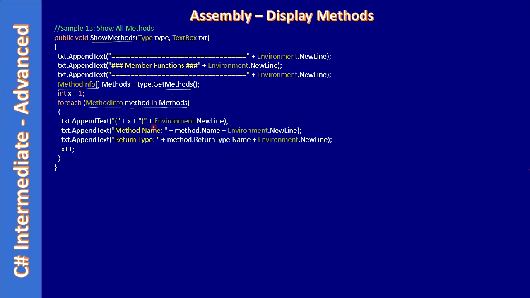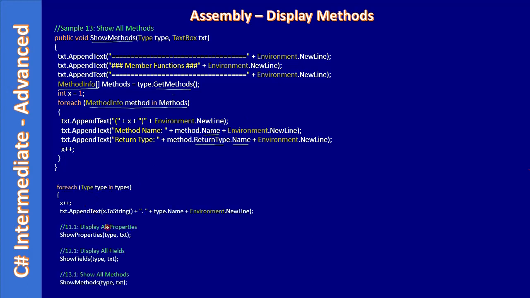Then the property name of MethodInfo gives the method name. Then return type dot name will give the return type name. Then there are arguments also that we will see in the next video. Here in the for each loop, first we wrote a function to show property, then a function to show fields. Now we are writing a function to show all the methods.